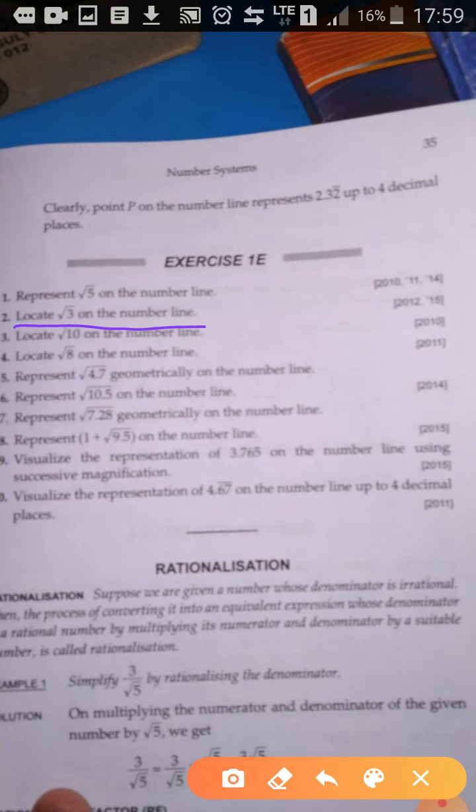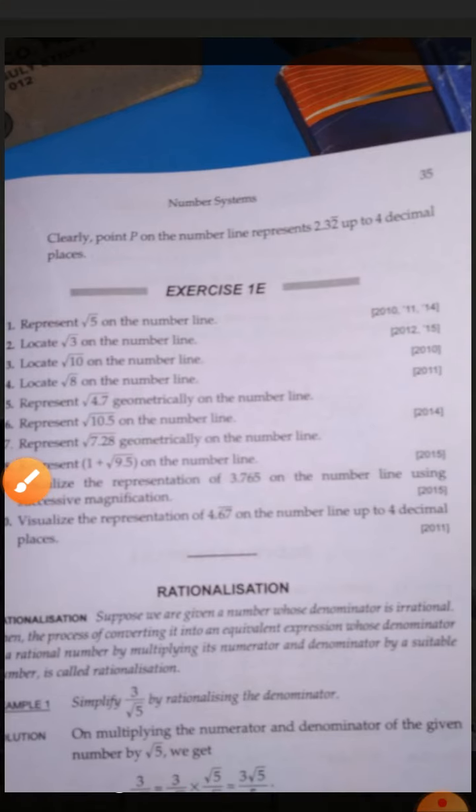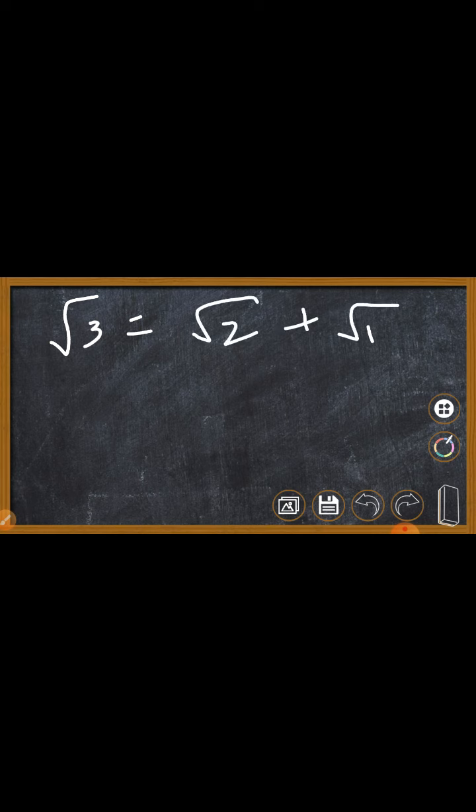Locate root 3 on the number line. So how will you locate root 3 on the number line? The problem with root 3 is that it can't be expressed as a sum of two perfect squares. So you need to write root 3 as root 2 plus 1. Because root 2 is not a perfect square, but we need to deal with it in a different way, because there is no other way of writing root 3. So finally it becomes root 2 plus 1.